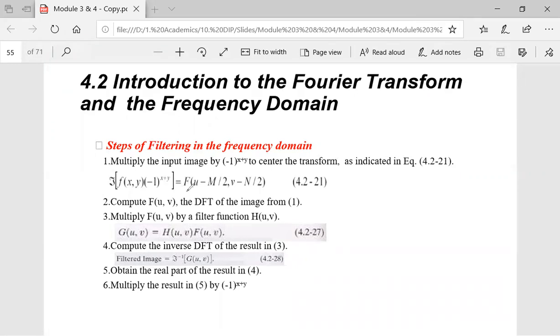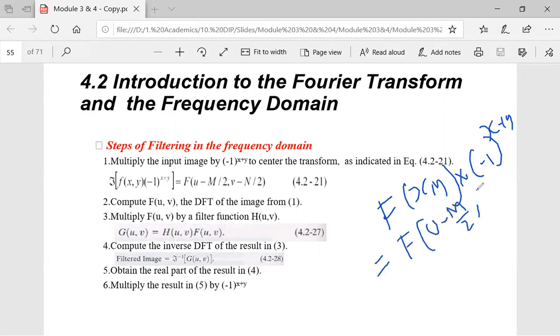The final equation you're going to get is capital F of u minus m by 2 and v minus n by 2. So f of x comma y into -1 to the power of x plus y, when you multiply this, you're going to get F of u minus m by 2, v minus n by 2. Whereas in the spatial domain, you are directly getting u comma v. Isn't it?